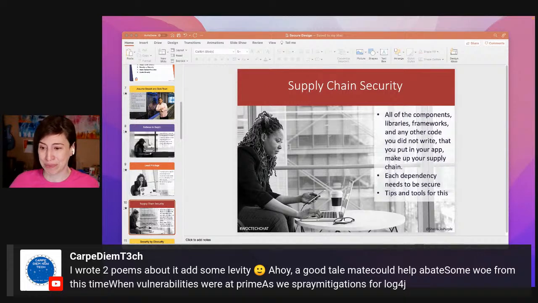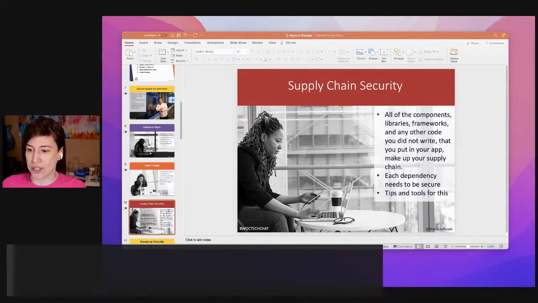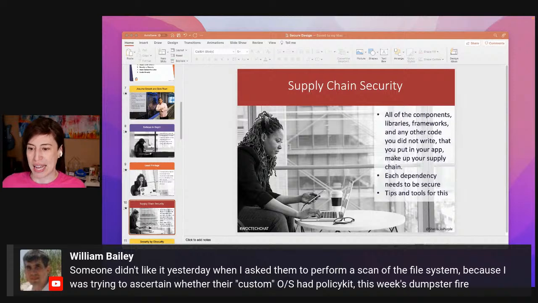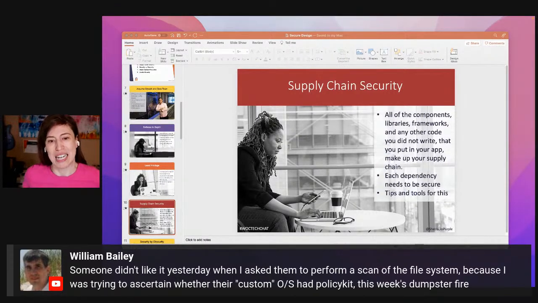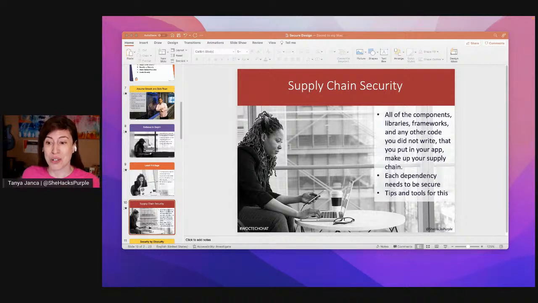Yeah, that was cool. William says, someone didn't like it yesterday when I asked them to perform a scan of the file system because I was trying to ascertain whether their custom OS had PolyKit, which is this week's dumpster fire. Yeah, I know. It's painful. One of the awesome things about AppSec is that you're never bored. There's always cool stuff to do and to learn, and I feel that's great. However, I do see that it can be frustrating.